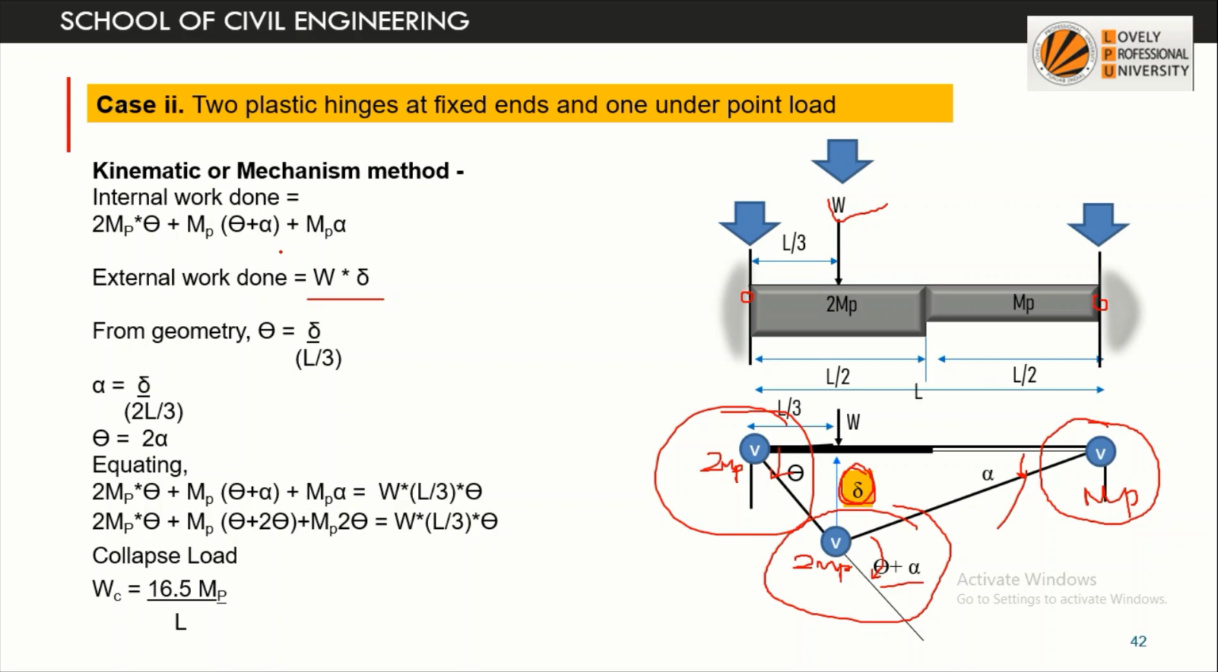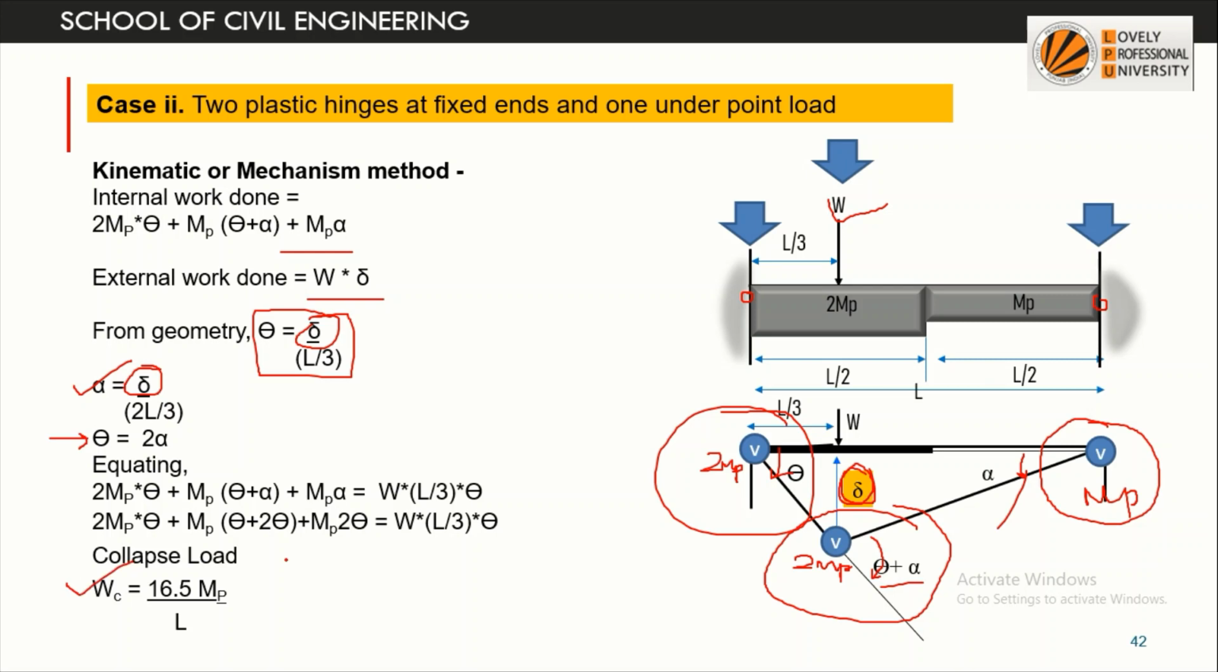So these two equations we have got. Now we have to find the relation between theta and delta. By geometry we will find theta, delta and alpha also. So three values we have to put and equate the value of delta on both sides, and we'll get the relation between theta and alpha. Eventually we'll get the collapse load as 16.5 Mp by L.